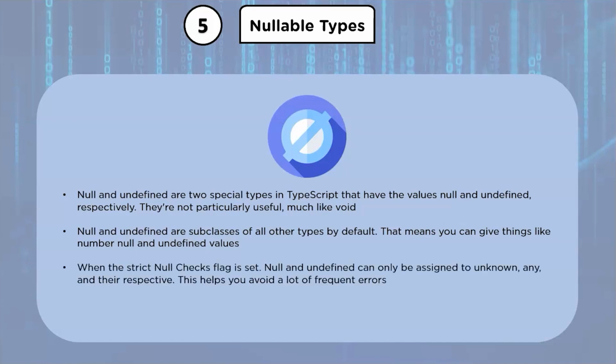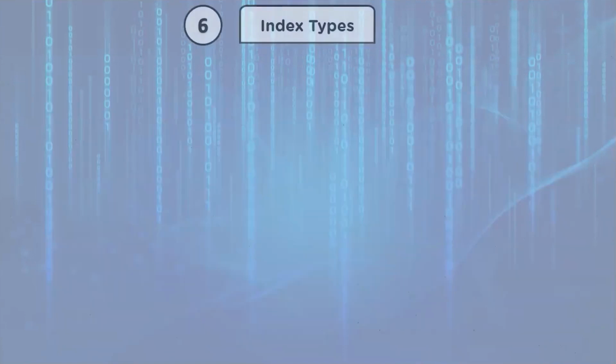When the strictNullChecks flag is set, however, null and undefined can only be assigned to unknown, any, and their respective types. This helps you avoid a lot of frequent errors. You can use them as a union type of string, null, and undefined if you want to send in either a string, null, or undefined. Next, we have index types.